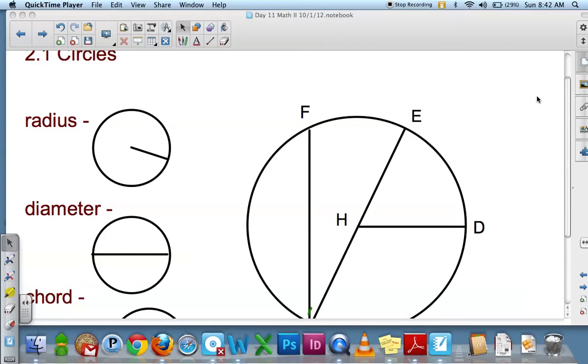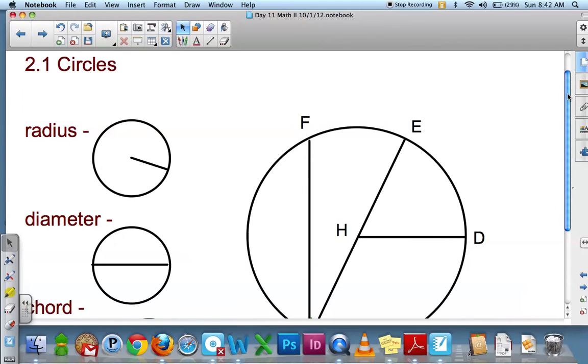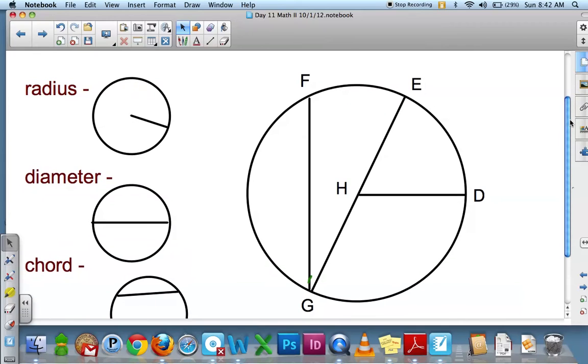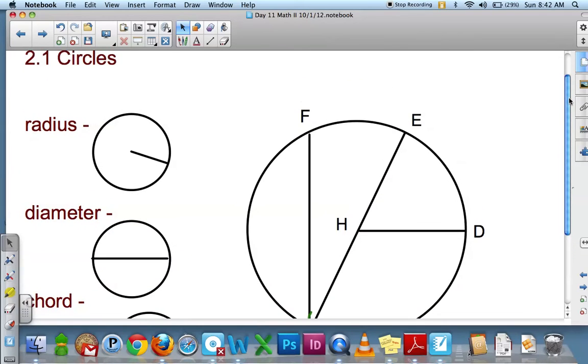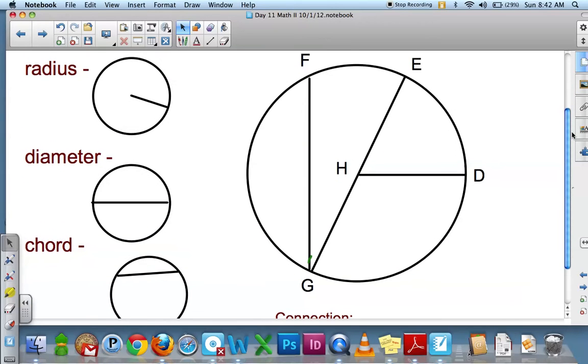Alright guys, so we're going to start talking about circles in chapter 2. There's a few definitions that I want to go over with you, and you're going to have these slides right in front of you in your packet. So let's take a look at this slide that looks similar to what you're seeing on my screen right now. It says 2.1 Circles, and then it has 3 smaller circles to the left hand side. That's what we're going to look at first.